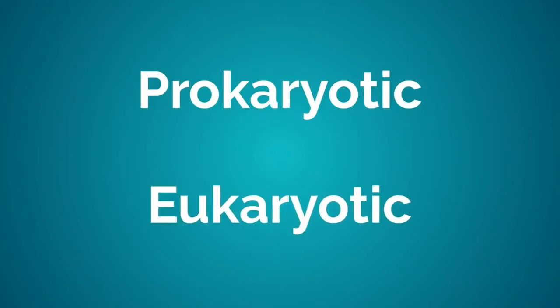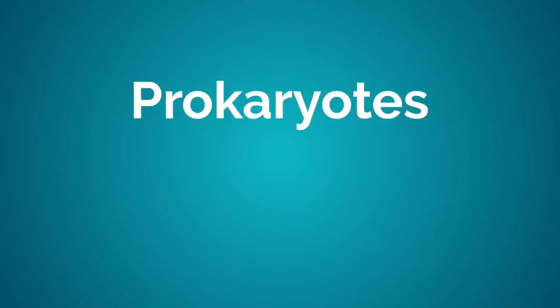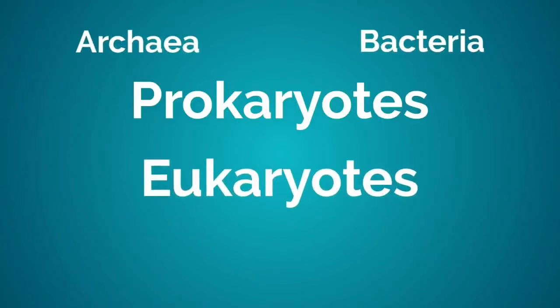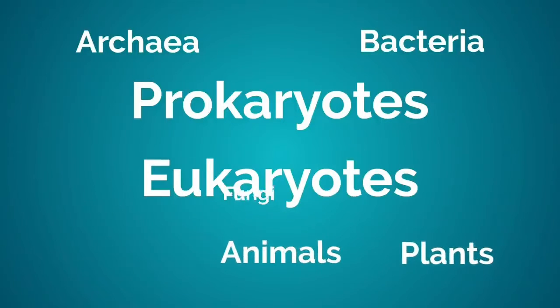Prokaryotic and eukaryotic cells. All cells are either prokaryotic or eukaryotic. Organisms with prokaryotic cells are called prokaryotes, and organisms with eukaryotic cells are eukaryotes. Bacteria and archaea are prokaryotes, whereas plants, animals, fungi, and all other organisms are eukaryotes.